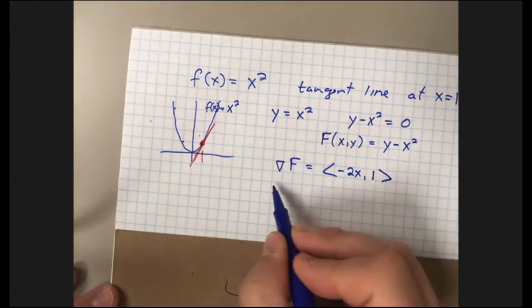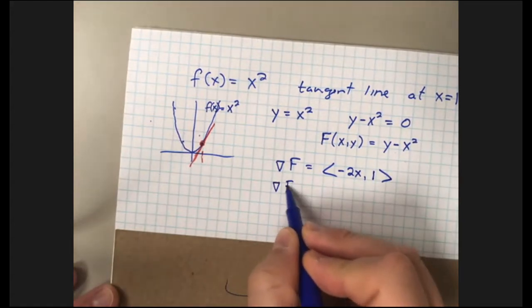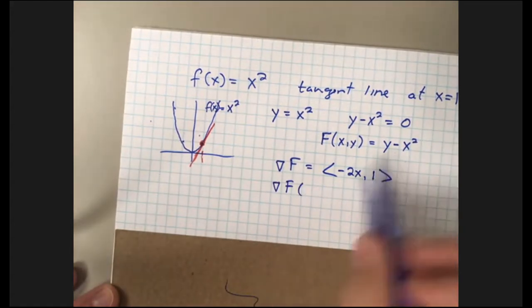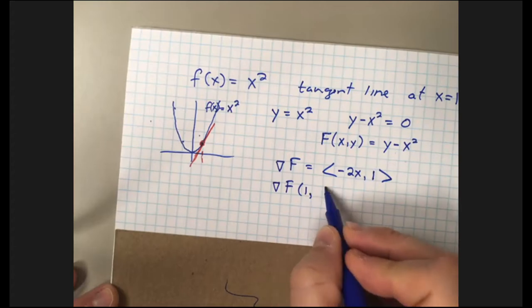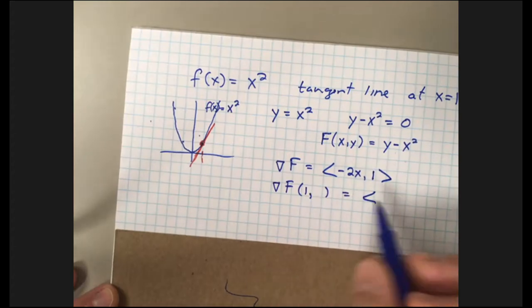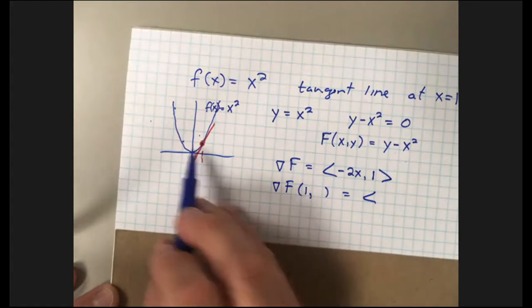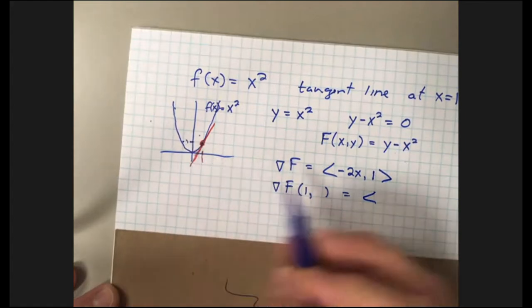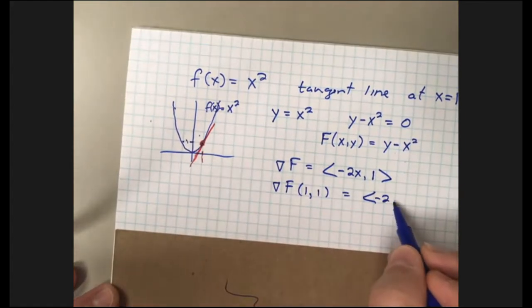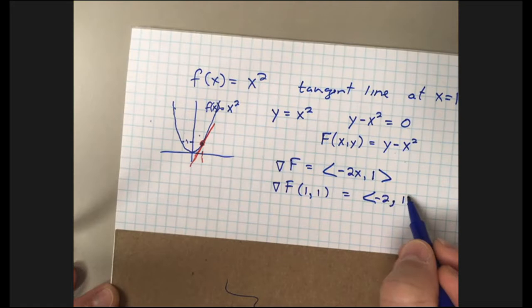And I use the gradient at x equals 1 to find my normal vector. Now notice even x equals 1 is sufficient, but I need the x and the y value. The y value here is also 1. So now I have my normal vector, minus 2, 1.